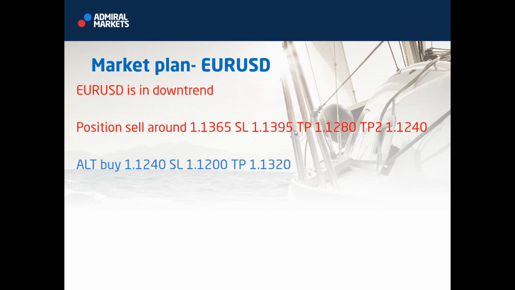Now, for this week, guys, this is what I would like to see. I will sell this EUR/USD around 1.3650 with this stop loss, targeting this zone here, 1.3280, 1.3240. And I would probably look to buy around this zone here, 1.3240, because I think that the price could initially reject from this zone.